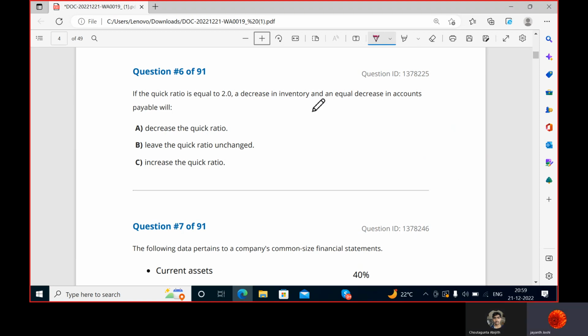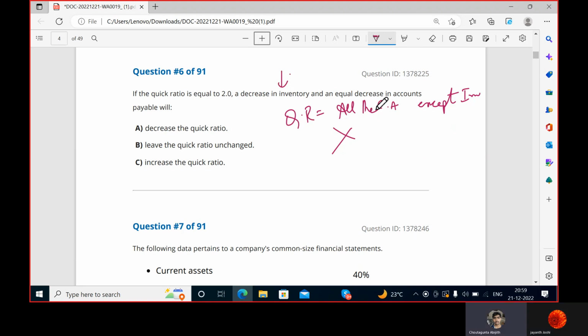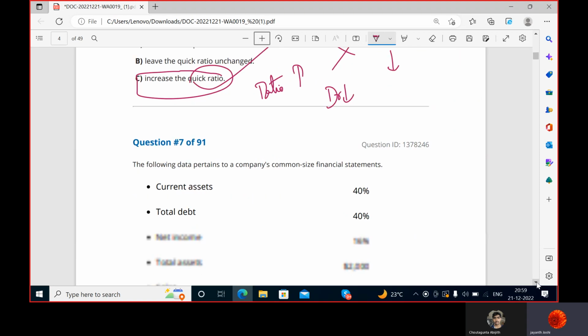How? See, first of all, what is quick ratio, Abhijit? Quick ratio is all the current assets except inventory. Yes. So inventory is not at all going to come in the numerator. So a decrease in inventory is not going to impact your numerator. And a decrease in accounts payable means your liability is decreasing in the denominator. When the denominator decreases, the ratio increases. Yes, the ratio goes up. Increase in the quick ratio, correct? Yes, my bad. Next one.